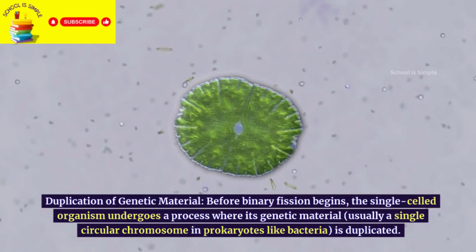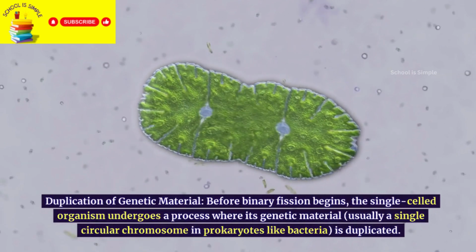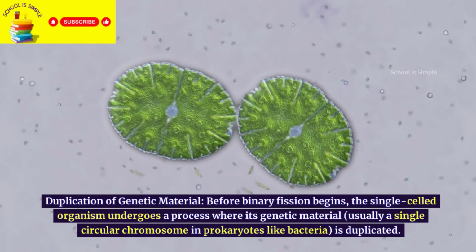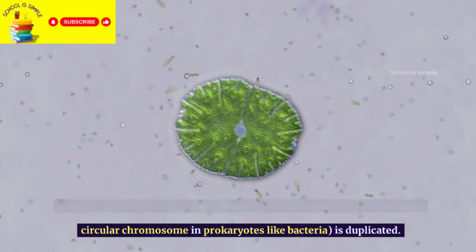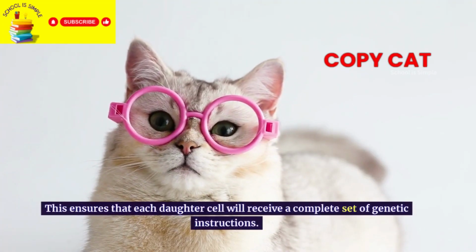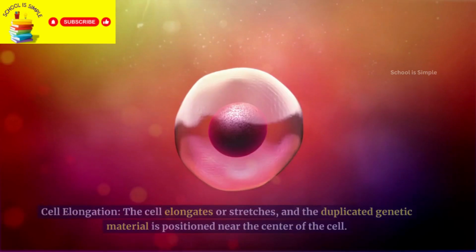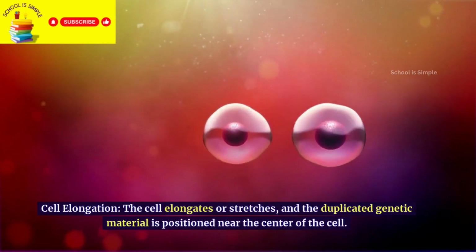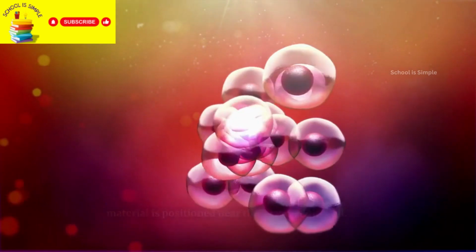Duplication of genetic material. Before binary fission begins, the single-celled organism undergoes a process where its genetic material, usually a single circular chromosome in prokaryotes like bacteria, is duplicated. This ensures that each daughter cell will receive a complete set of genetic instructions. Cell elongation. The cell elongates or stretches, and the duplicated genetic material is positioned near the center of the cell.